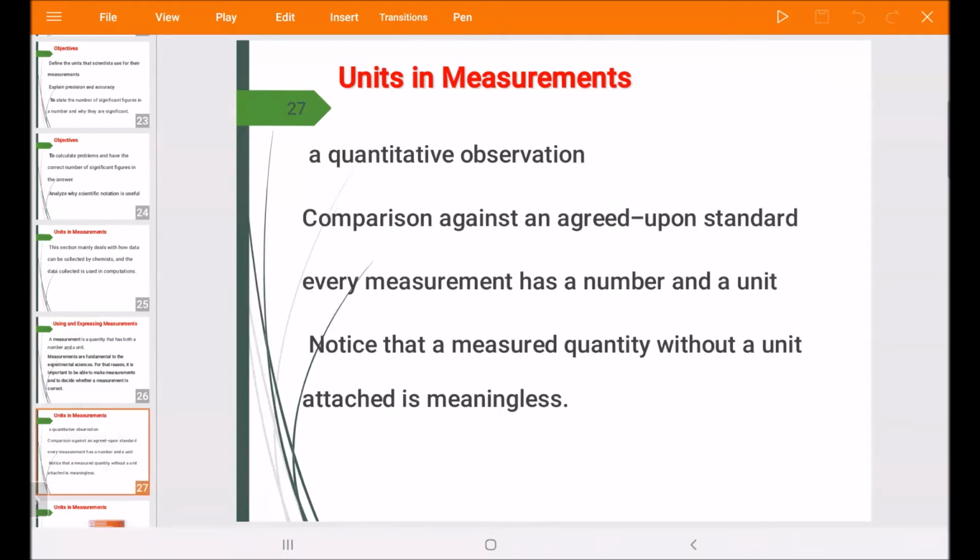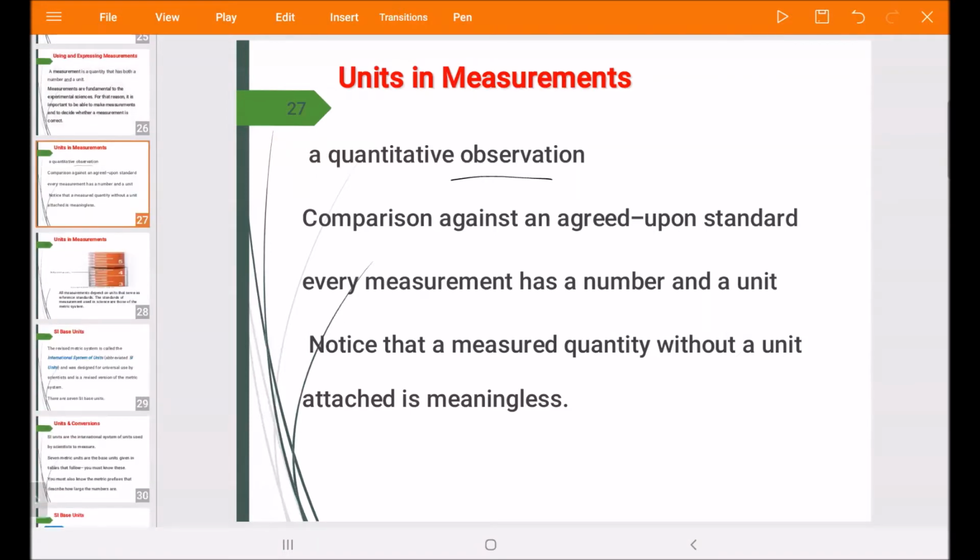Now, it is a quantitative observation, basically. This is always quantity, meaning amount. For example, if you measure 2 centimeters, 2 is a number, and centimeter is a unit. So this is a quantitative measurement. Now, we compare against an agreed upon standard, and then every measurement has to have, as I said earlier, a number and a unit. Remember, a measured quantity without a unit is just meaningless. So this is very important. You have to always remember this.